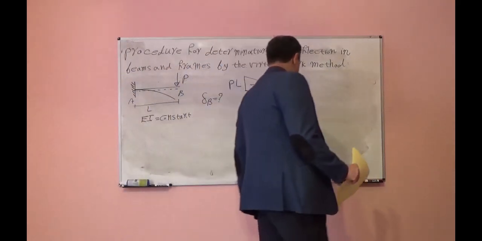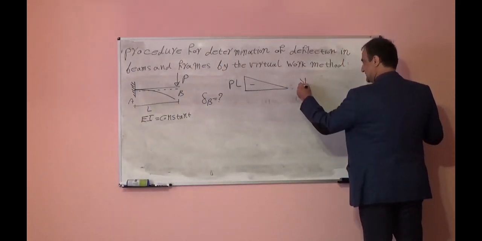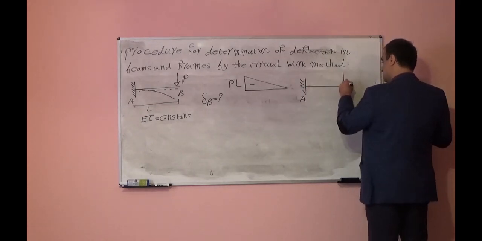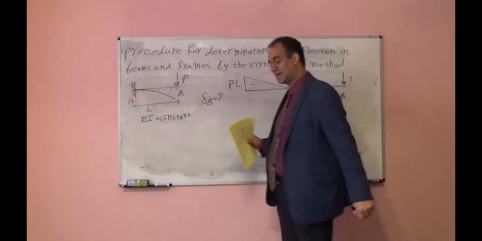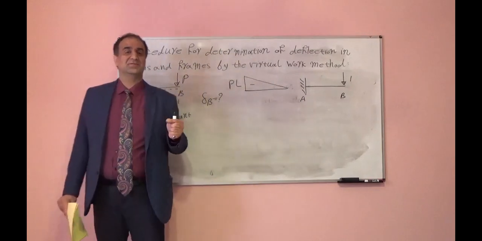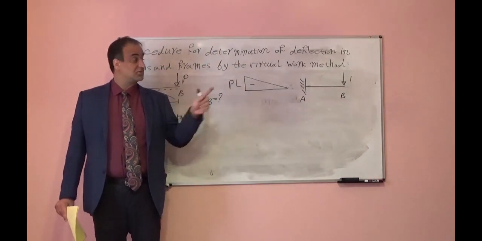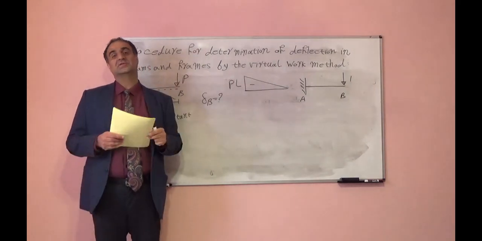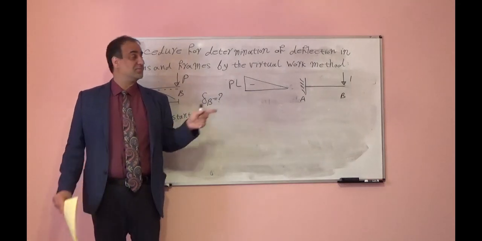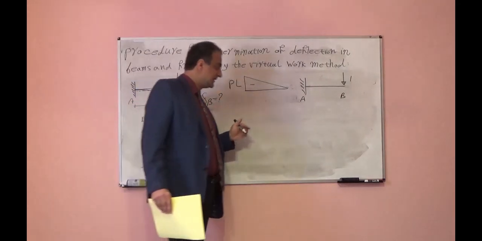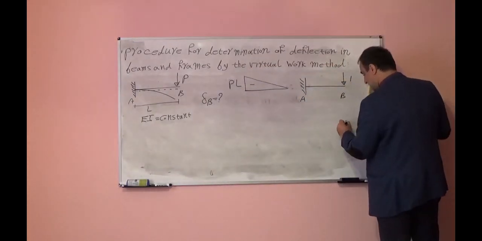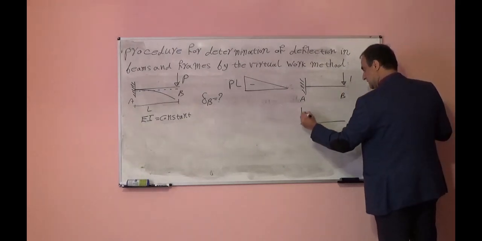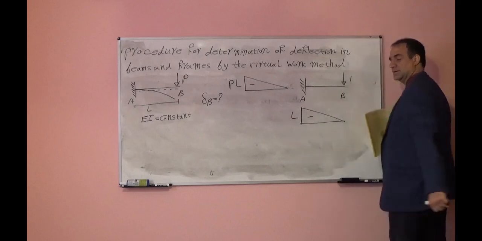Now, what is the virtual system? Virtual system will be the same beam. At point B, I will apply unit load. Why unit load and why at point B? Because we want to find deflection at point B, so we will apply load at point B. Because we want to find deflection, we will apply unit load. If we want to find the slope, we will apply unit moment. Here, again, the moment diagram will be the same because instead of P, we have only one. So this will be moment diagram.